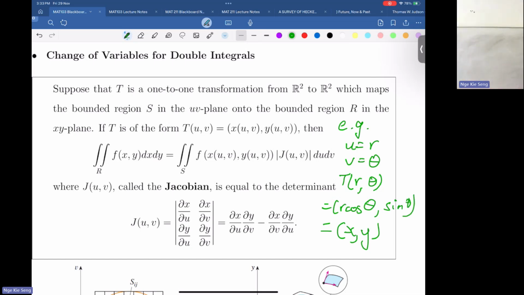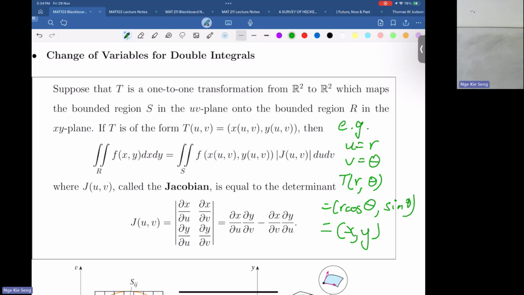Whenever you do this kind of change of variable, you are imagining a transformation from r theta to xy. But in this case, if you prove this theorem, there will be some extra factor you need to take, which is the absolute value of the Jacobian. This absolute value is your determinant actually. So what is J_uv here? It is this Jacobian.